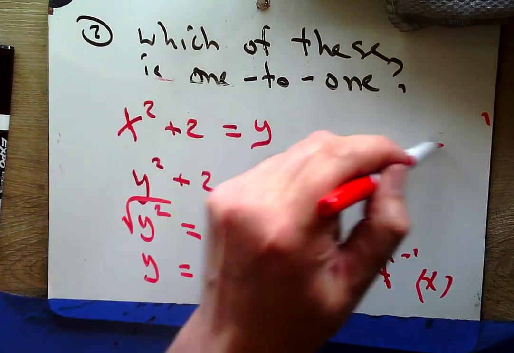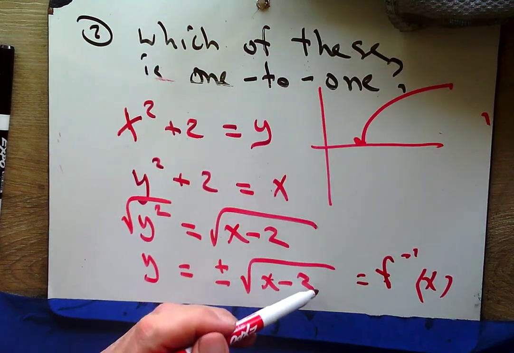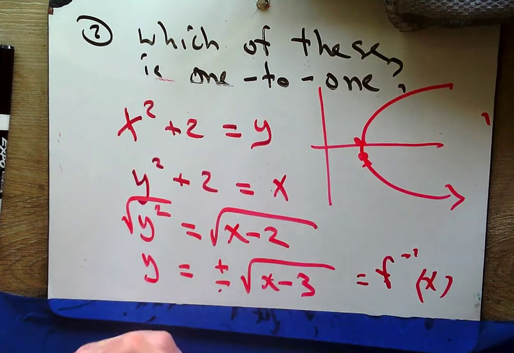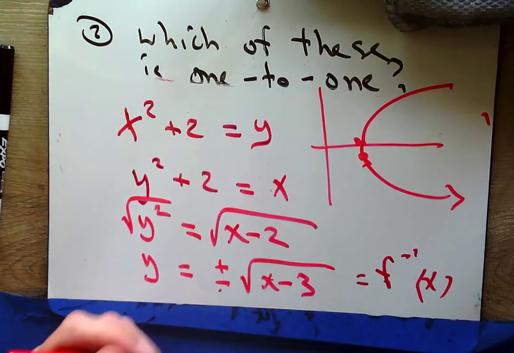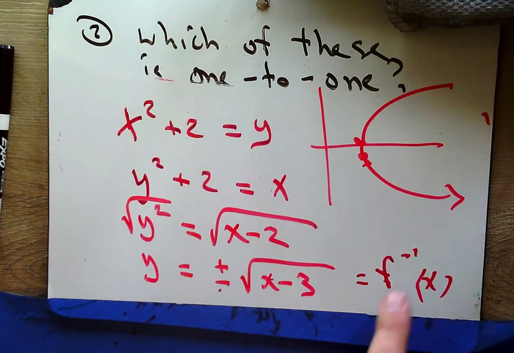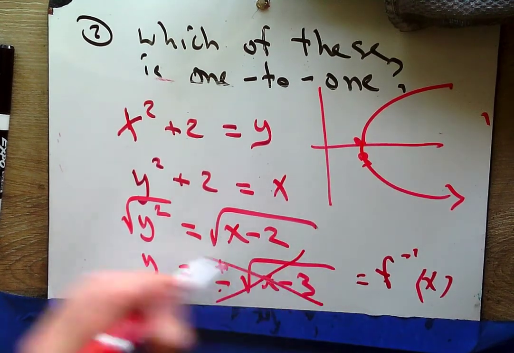This looks like positive square root of x minus 3, but also negative square root of x minus 3. This fails the vertical line test. This is not a function, therefore, we can't have a function inverse. No, this doesn't work, okay?